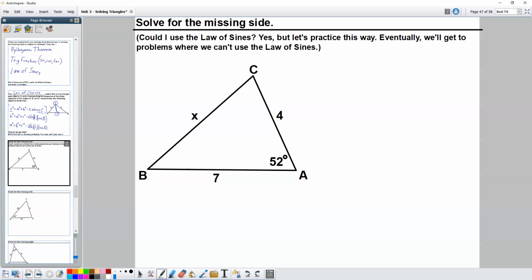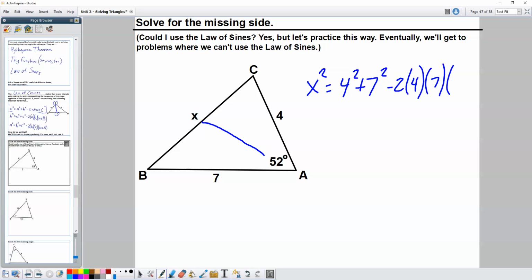I'm noticing that x, that side, is across from the 52. So I'm going to say x squared equals 4 squared plus 7 squared minus 2 times 4 times 7 times the cosine of 52. And I'm just going to punch all that in my calculator, and I would get x squared equals 30.52. And I'm going to take the square root of that and get 5.52.